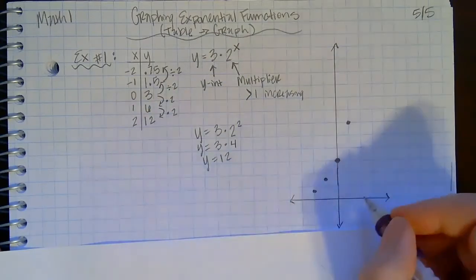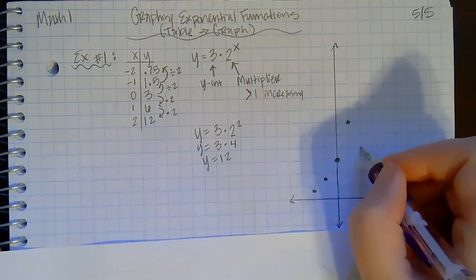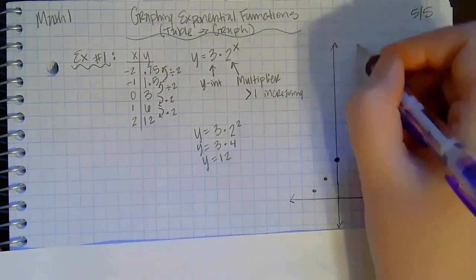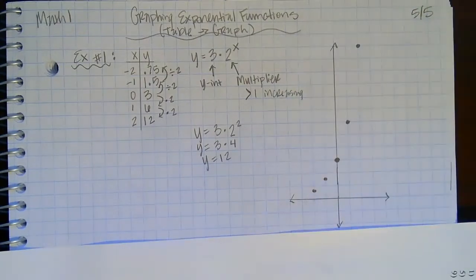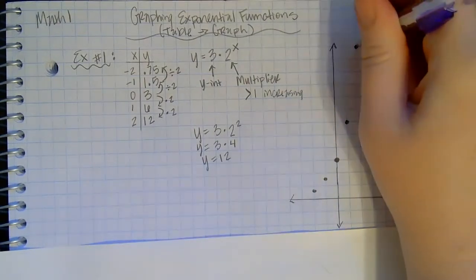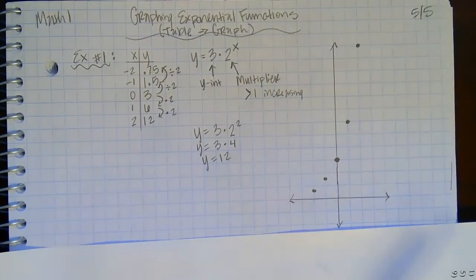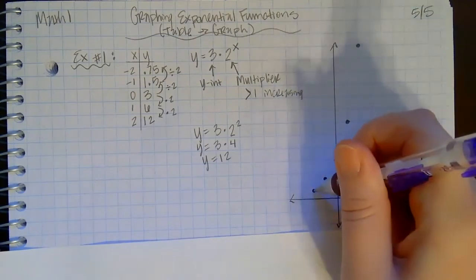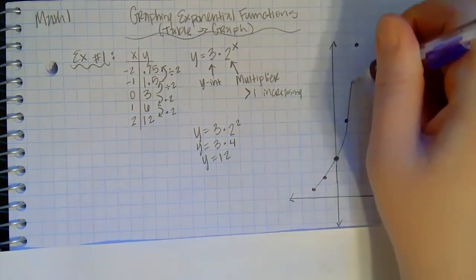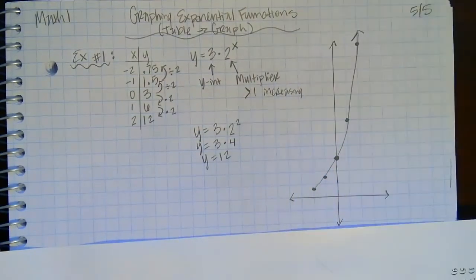And then 2 is 12. So 2, 2, 4, 6, 8, 10, 12, all the way up here. So again, it should look like that J curve that exponentials make. And then I'm just going to do as best as I can to kind of connect it together. Make sure you put arrows on both ends.